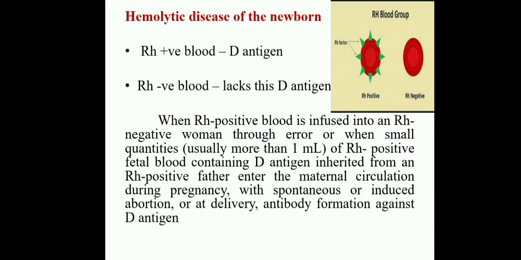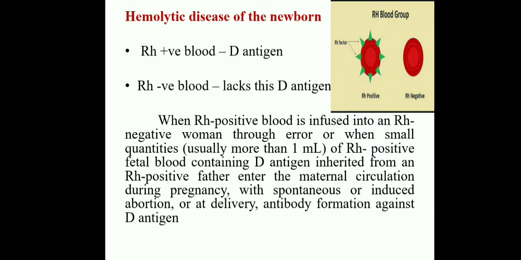When Rh positive blood is infused into an Rh negative woman, what happens? Through error, or when a small quantity, usually more than 1 ml, of Rh positive fetal blood containing D antigen inherited from an Rh positive father enters the maternal circulation during pregnancy, with spontaneous or induced abortion, or at delivery, antibody formation against the D antigen occurs.